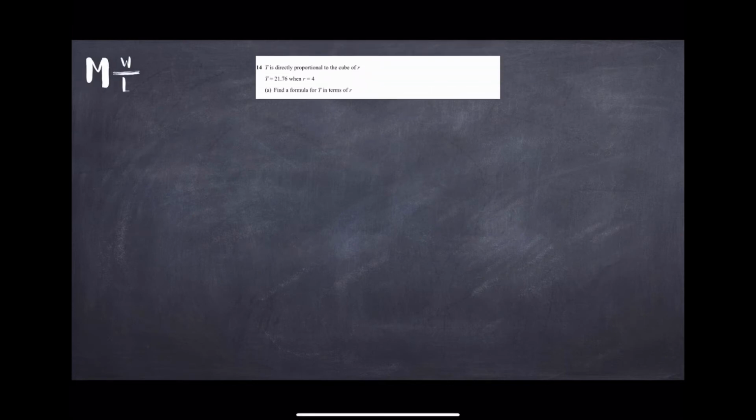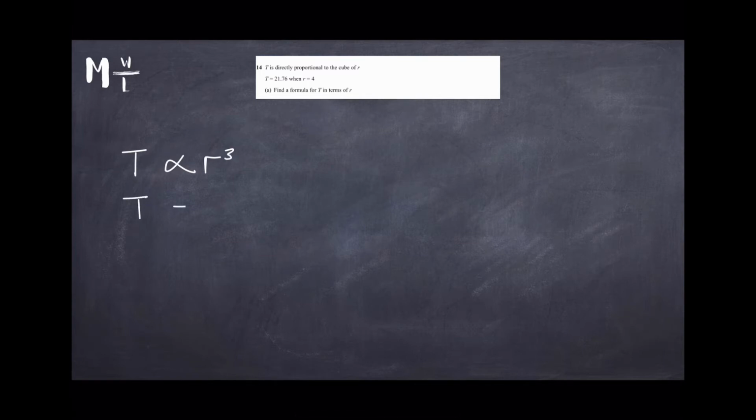Now let's go through some real GCSE exam questions together so you can get a feel of what's expected from you while sitting the exam. So here we're told that t is directly proportional to the cube of r. We're also told that t is 21.76 when r is equal to 4, and now we need to find a formula for t in terms of r.